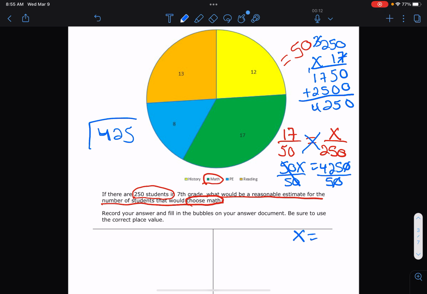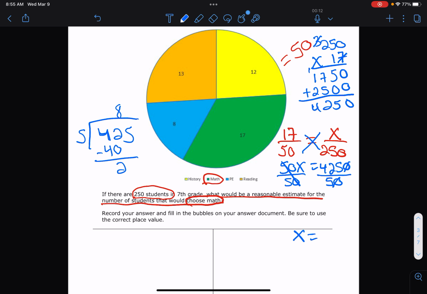So now I'm going to have 425 divided by 5. Can 5 go into 4? If you said no, that is correct. Can 5 go into 42? Yes. How many times? If you said 8, you are correct. And that is 40. We're going to subtract.